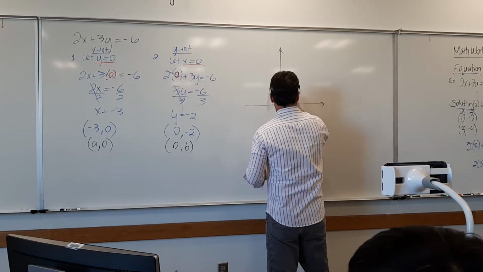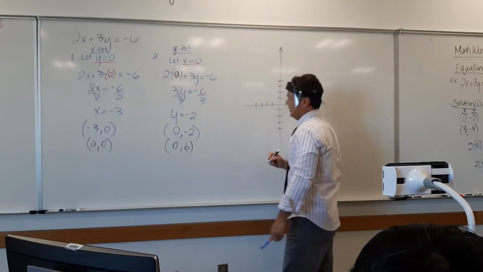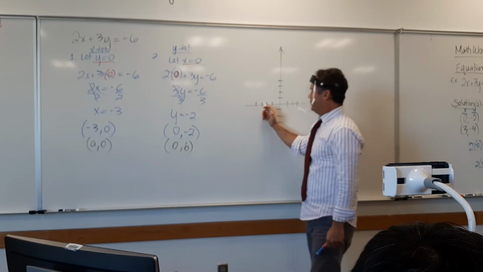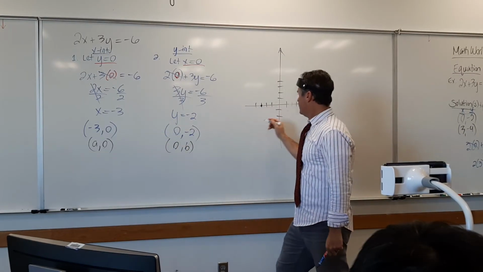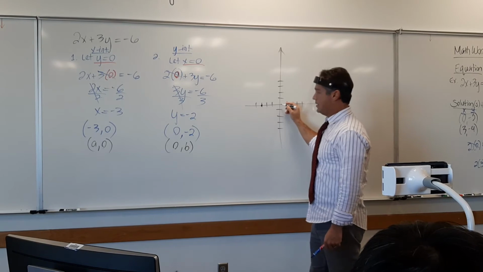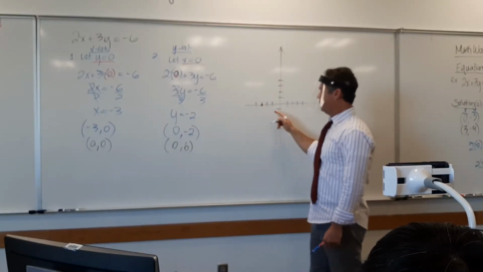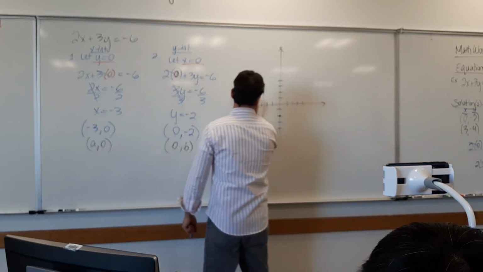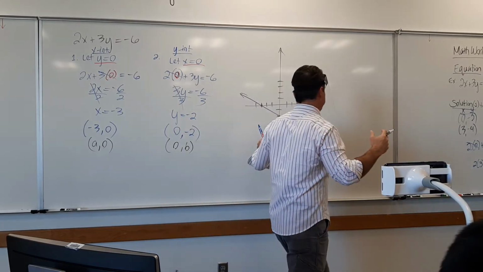1, 2, 3, 4, 1, 2, 3, 4, 1, 2, 3, 4, 1, 2, 3, 4. Negative 3 and 0. It's this one right here. 0, right? Did I do that one right or wrong? Negative 3, 0 this way. This one, 0 this way, negative 2. Connect my dots. There we go.